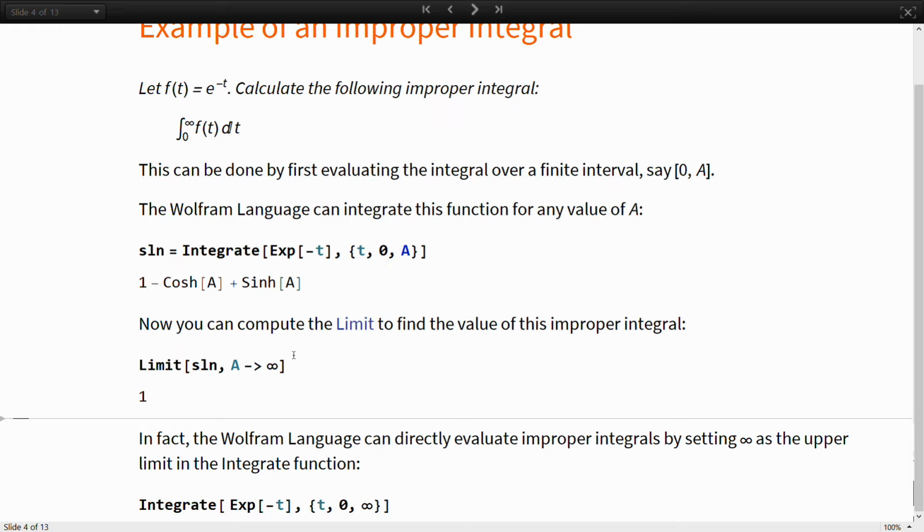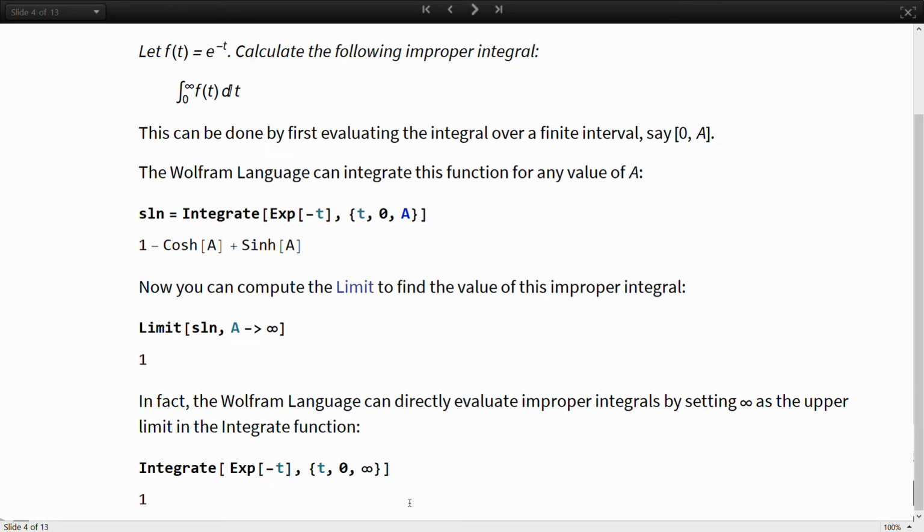The Wolfram Language can directly evaluate improper integrals by simply setting the upper bound equal to infinity, but of course it is important to understand how such integrals are formally calculated.